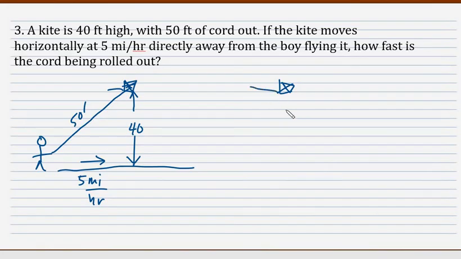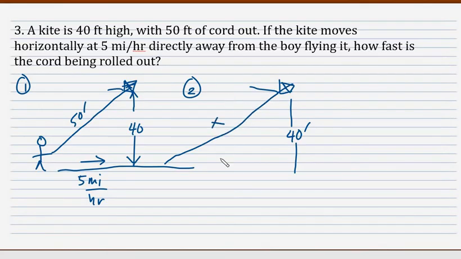But since it is moving horizontally, therefore the 50-foot line would be longer. Let's say this is situation 1 and then situation 2, after a certain time, because the wind is blowing away from the boy. Therefore there is a change of the length of the cord. So yun yung tanong dito, that's the question. How fast is the cord being rolled out?